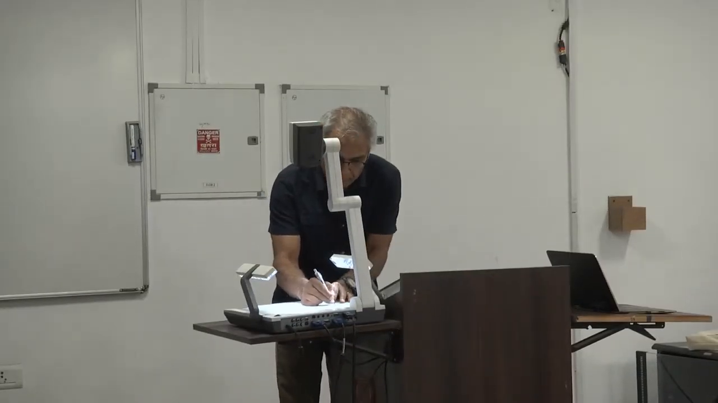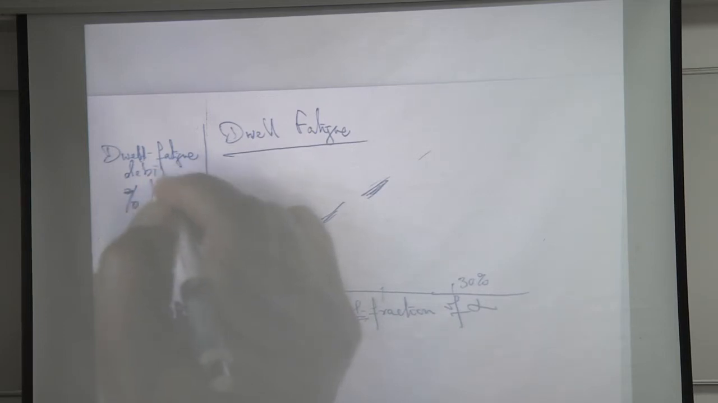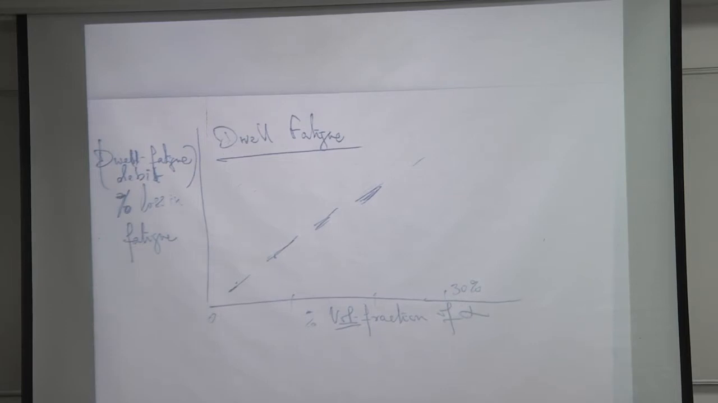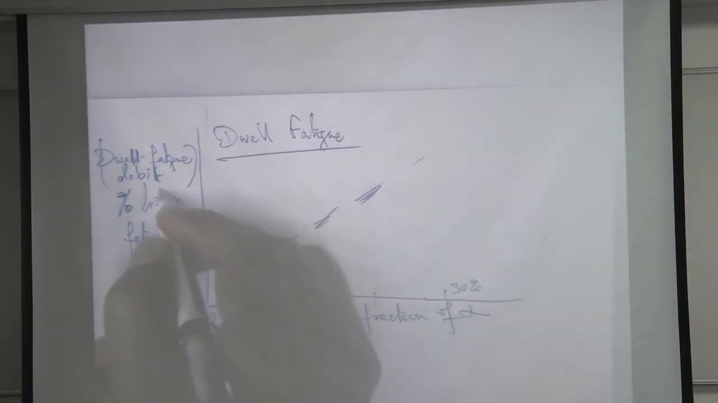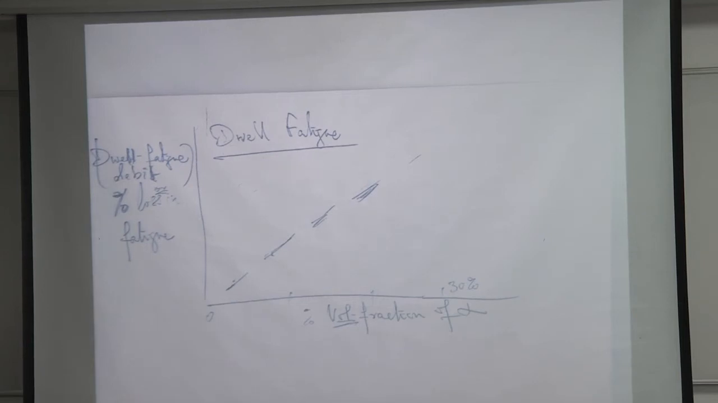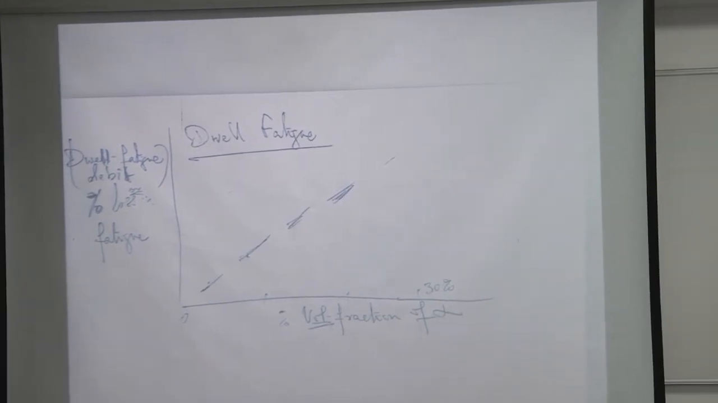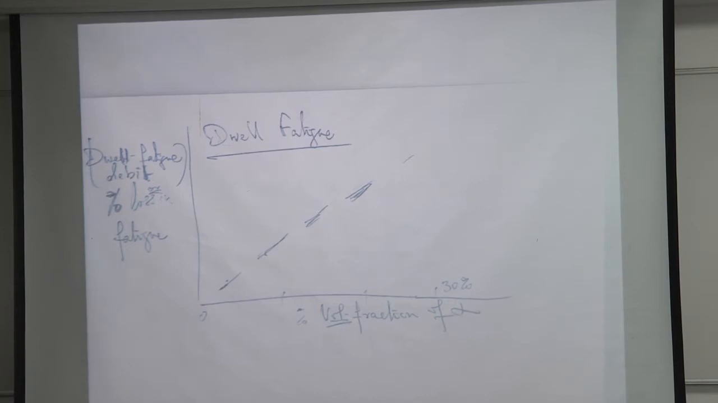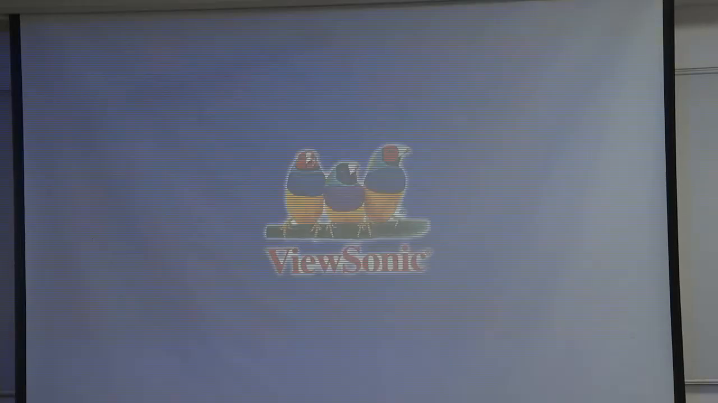So this is also dwell fatigue debit, which is the same as percent loss in fatigue life, right? Okay, so makes sense, right? So we'll go back here, and then we'll go back to the slides. Okay, thank you.